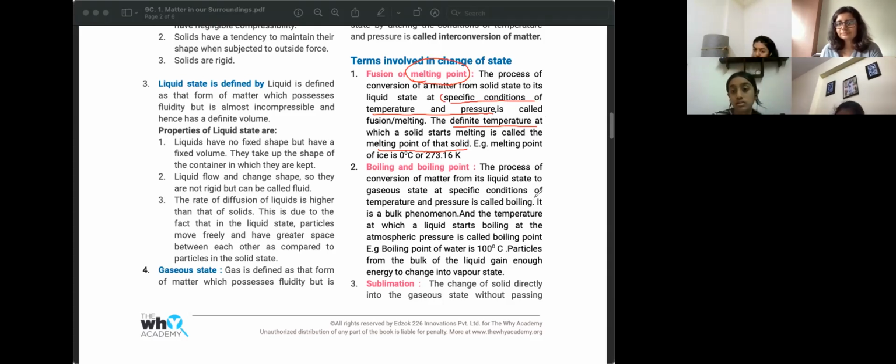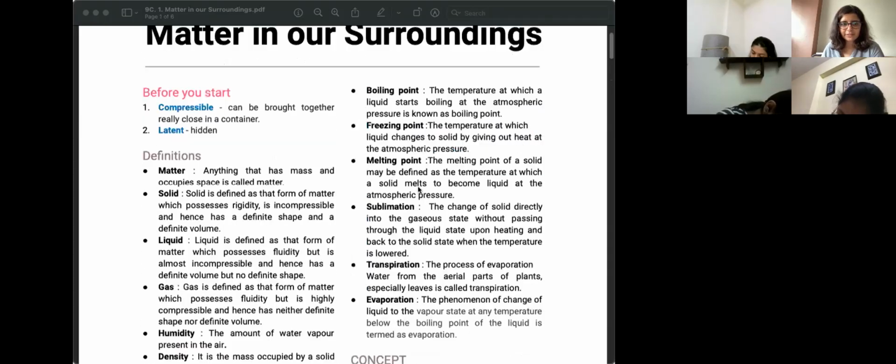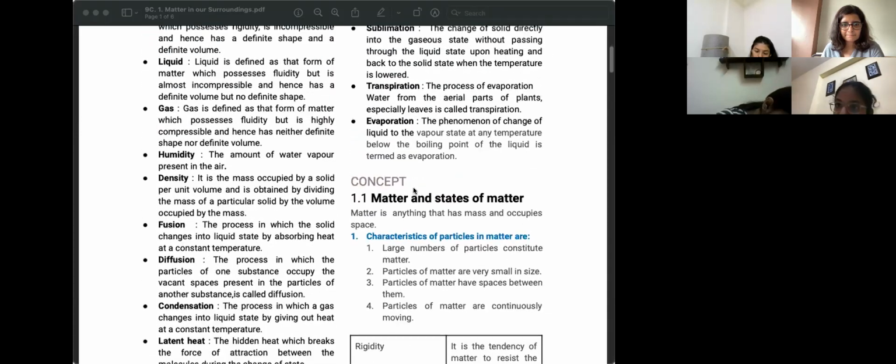Do we need to write this down? Yeah, write it down as two separate things. Like fusion, already you've written it down, right? So just write the definition for melting point. Just a moment, guys. Write down the definition of melting point from here.